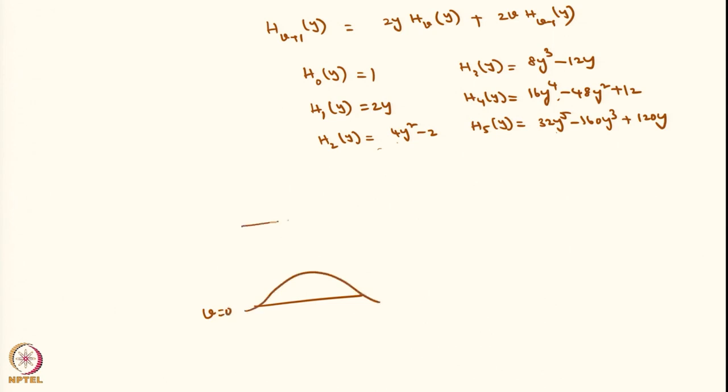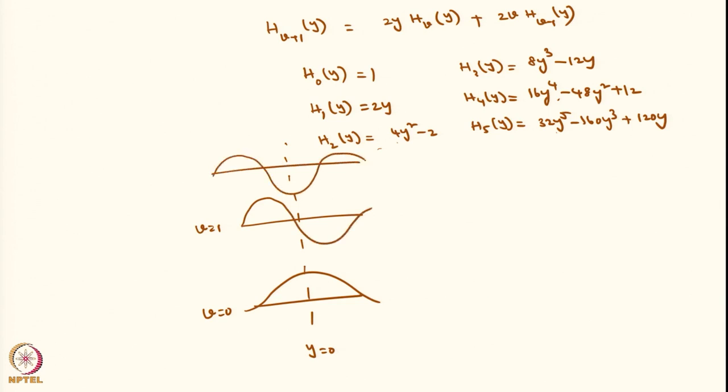So when I draw them, for v equal to 0, I'll get a Gaussian function. Now for v equal to 1, so one can imagine, this is y equal to 0 or equilibrium. So you'll get this function. And the third case you'll get this. If you look at the functions, they will look like particle in a box functions. So they can always be represented like this.